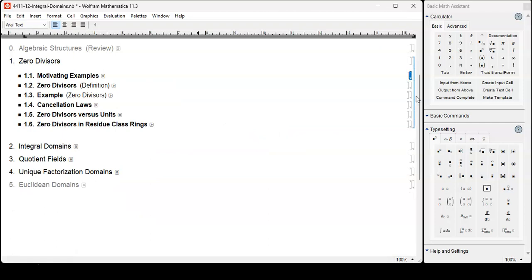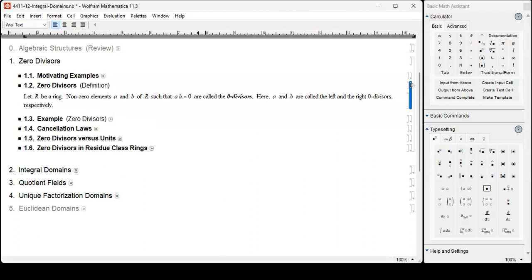So, zero divisors sometimes cause trouble. And here's a precise definition of zero divisors. Let R be a ring. Non-zero elements A and B of R such that A times B is equal to 0 are called the zero divisors. A is a left zero divisor and B is a right zero divisor, respectively, because for integral domains the multiplication is commutative, yes, but in general, the rings do not have to be commutative. So zero divisors may exist for non-commutative rings, and we're going to see those kind of examples shortly, actually.